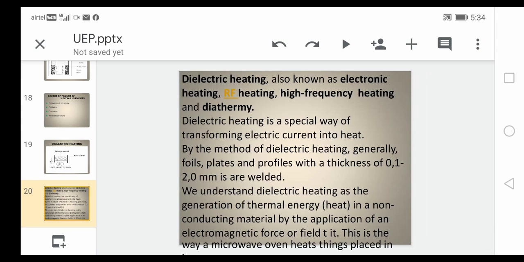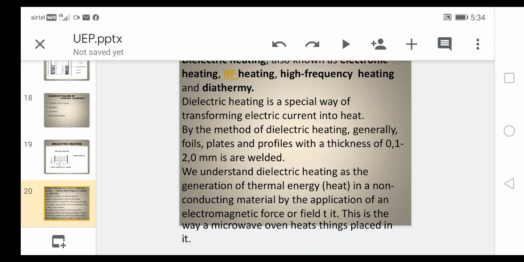Dielectric heating is also known as electronic heating, radio frequency heating or high frequency heating. Dielectric heating is a special way of transforming electric current into heat. By this method, foils, plates, and profiles with a thickness of 0.1 to 2 mm are generally welded. We understand dielectric heating as the generation of thermal energy in a non-conducting material by the application of an electromagnetic field.